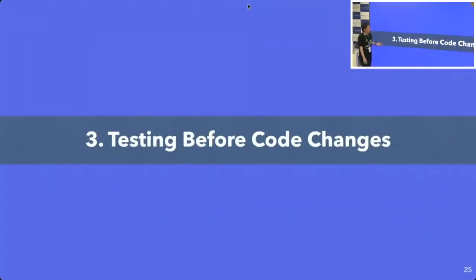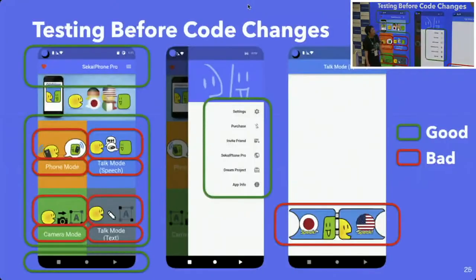Testing before code changes. Before I decided to localize my app to an international version, I tested my app on an Arabic device. So I found some problems like this. The green square means good points. The red square means bad points. So when I tested my first version of the app, I found some good points and bad points like this.